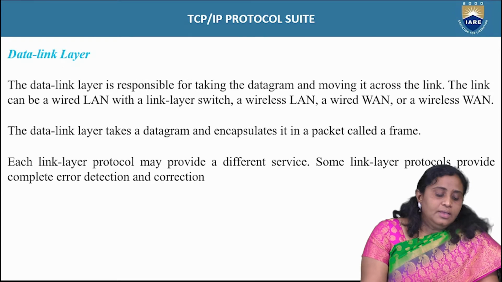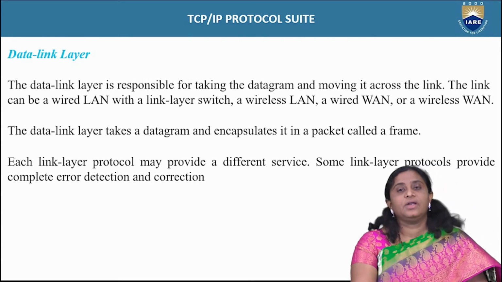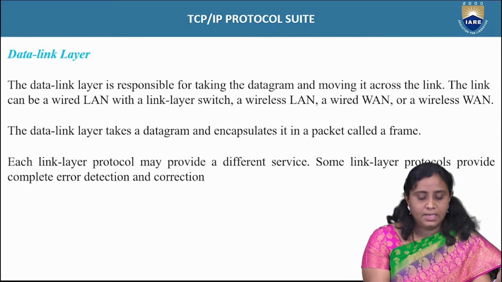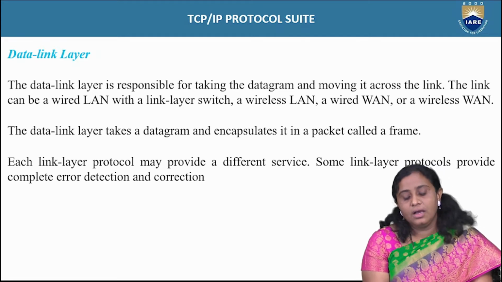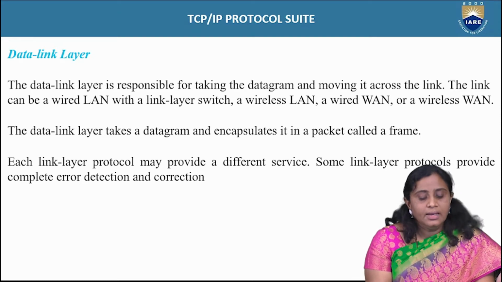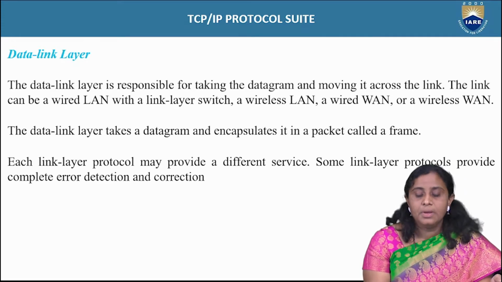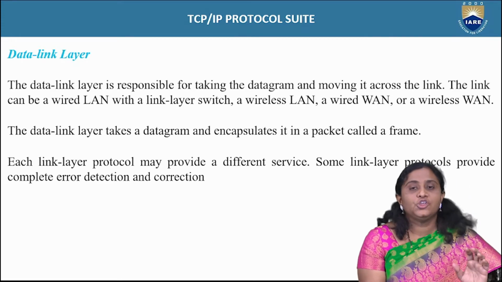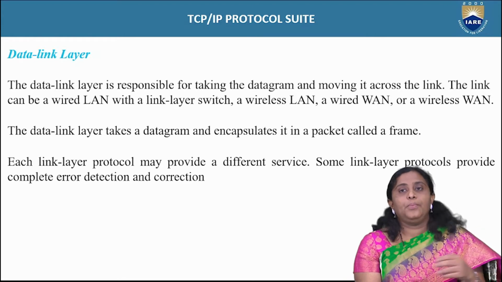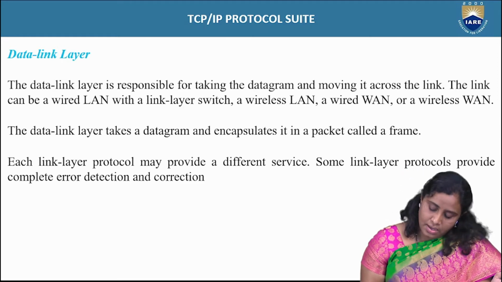So coming to the data link layer under the TCP/IP protocol suite, it is mainly responsible for taking the datagram and moving it across the link. The link can be wired, such as a link layer switch, or a wireless LAN, or either a wired WAN or a wireless WAN. The main task performed by the data link layer is that it takes the datagram and encapsulates it in a packet called a frame. Each link protocol may provide a different service; some link layer protocols provide complete error detection and correction methods.